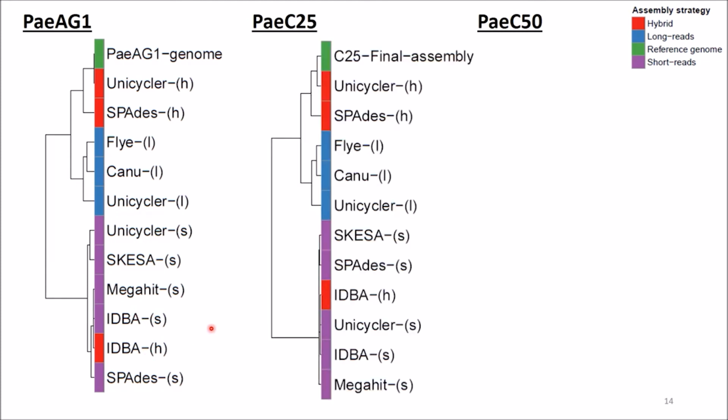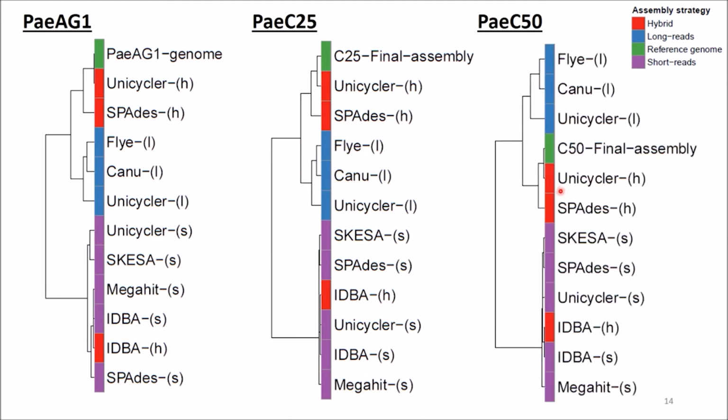A similar composition of the cluster was found for C25, that we can find here: the final assembly, Unicycler and SPAdes, and the other groups with long reads and short reads. And basically the same for C50, as we have here.